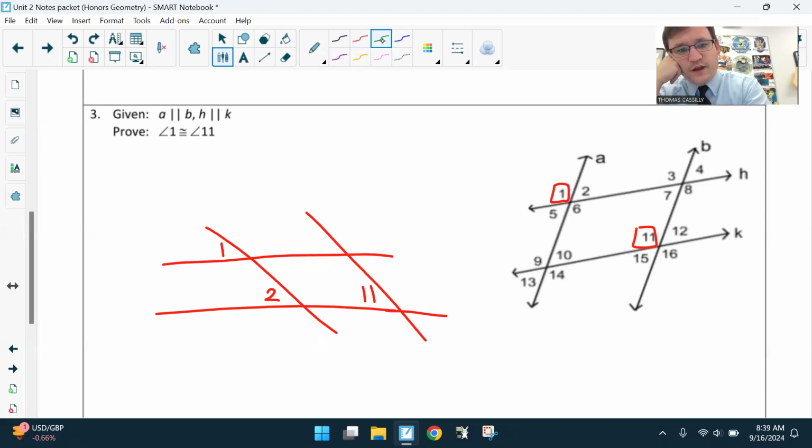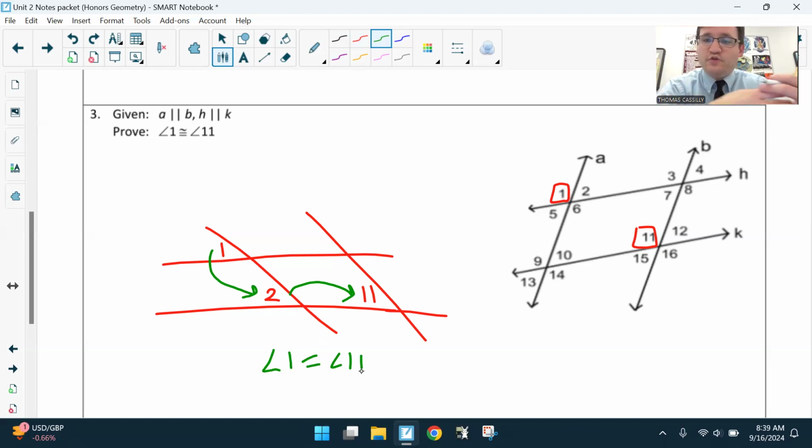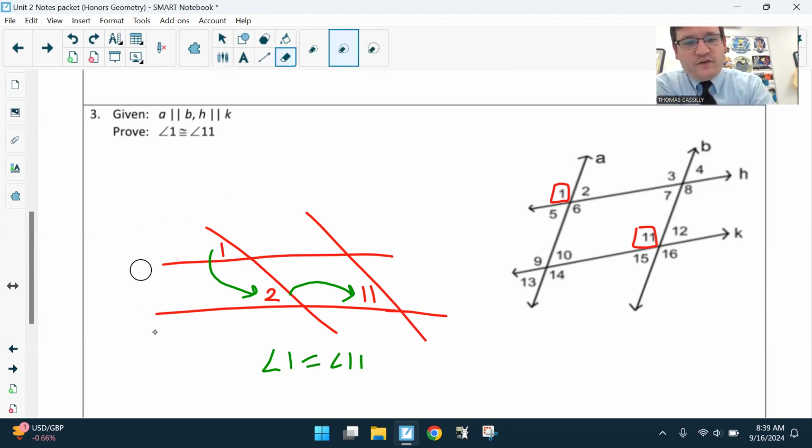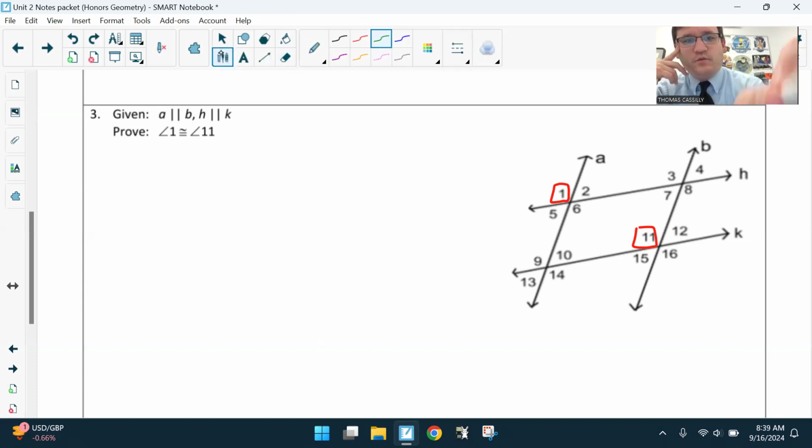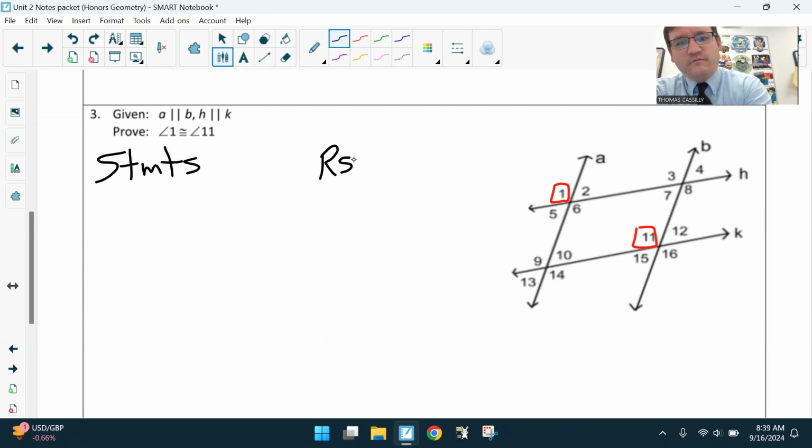So on a proof like this, we're going to have to go from 1 to 2. Angle 1 and angle 2 are corresponding. Angle 2 and angle 11 are corresponding angles. So we can say angle 1 equals angle 11 using the transitive property. That's going to be the idea of this proof. We need to jump from 1 to 11 somehow, and we have to connect the dots in there. So let's go ahead and do that. We have our statements. I'm going to abbreviate statements, and we have our reasons.